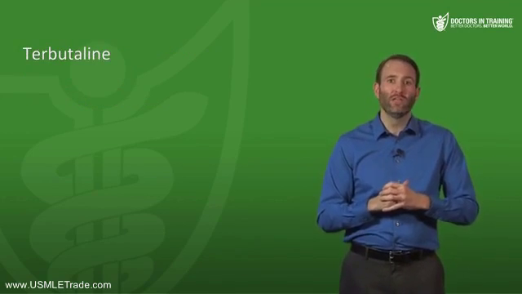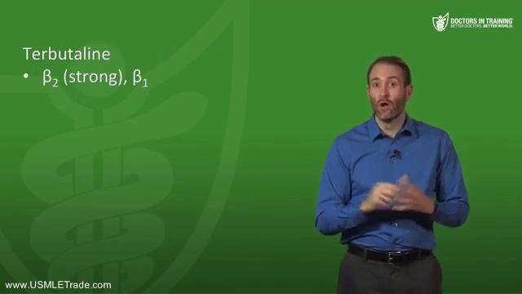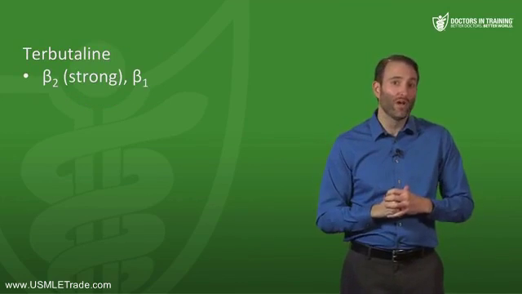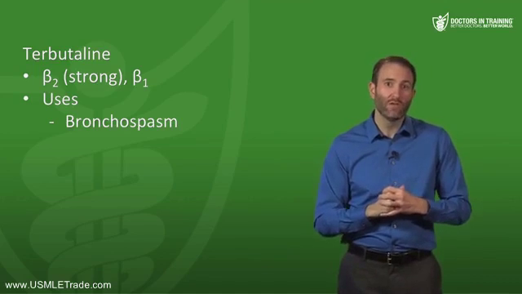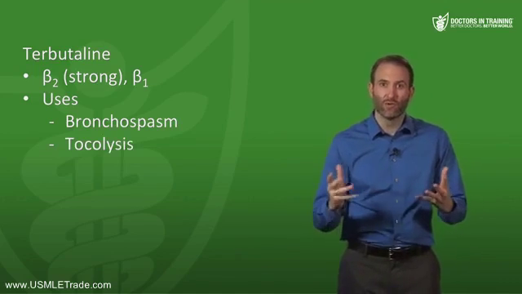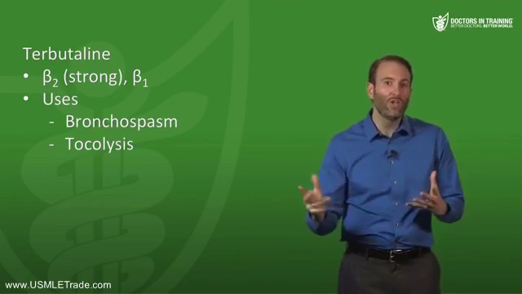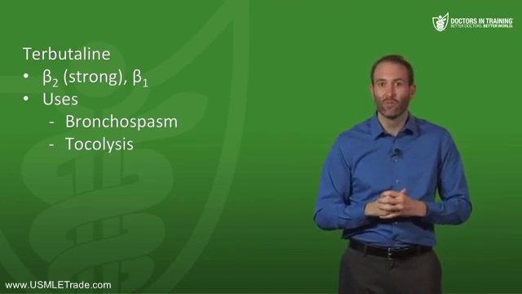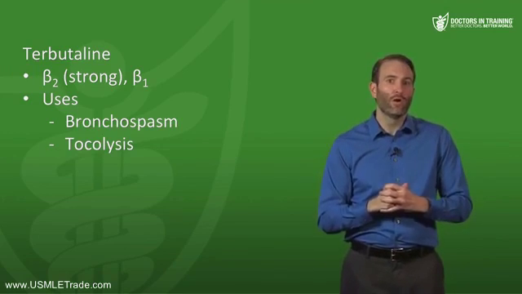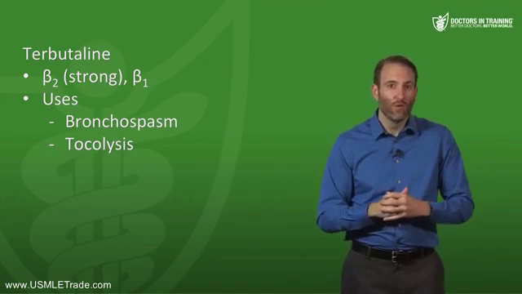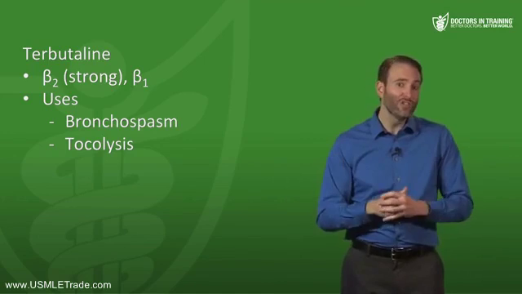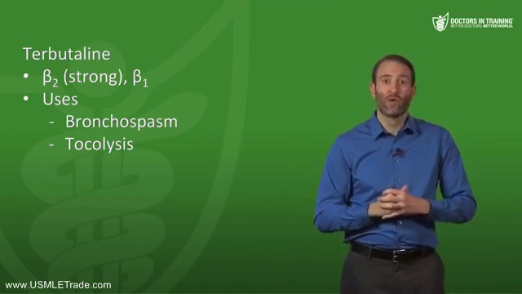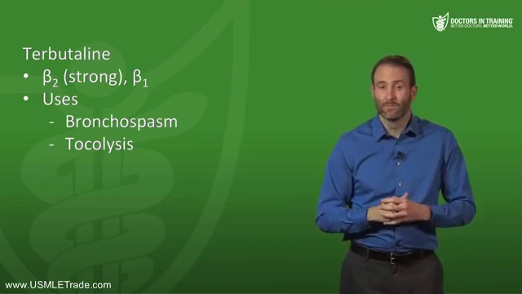Next, we have terbutaline. This also has a strong beta-2, also has some beta-1 as well. Now, it can be used for bronchospasm, but you'll also see this being used as a tocolytic agent, so tocolysis. So that's going to hopefully inhibit uterine contractions in preterm labor. So there are beta-2 receptors on the uterus, which when stimulated will decrease uterine tone. Now, terbutaline can also be given sub-Q, which is great for very immediate action.